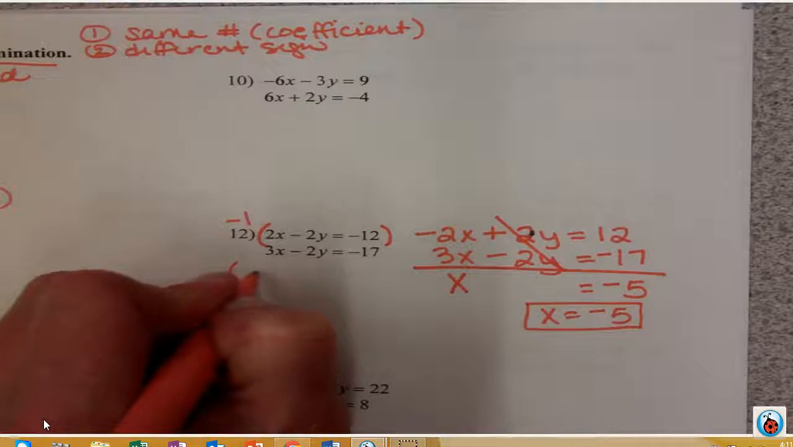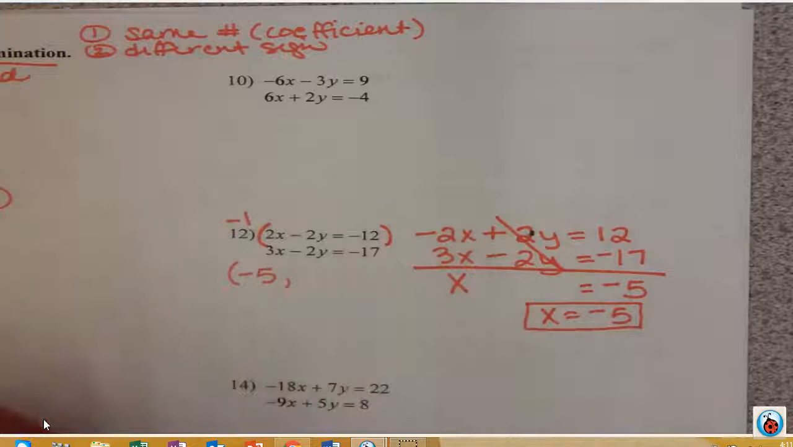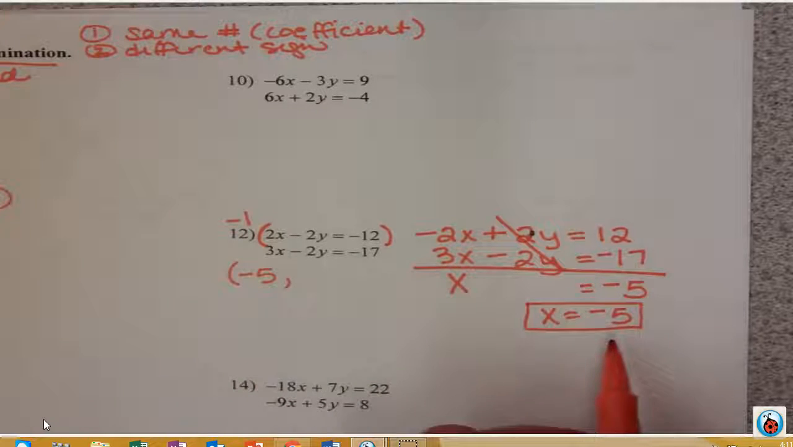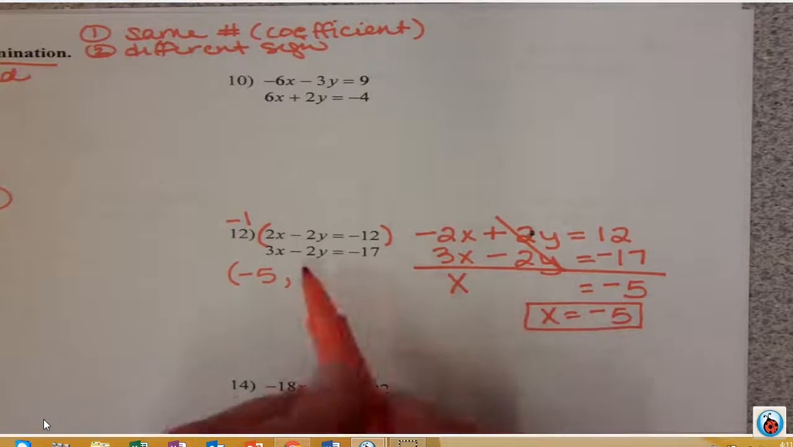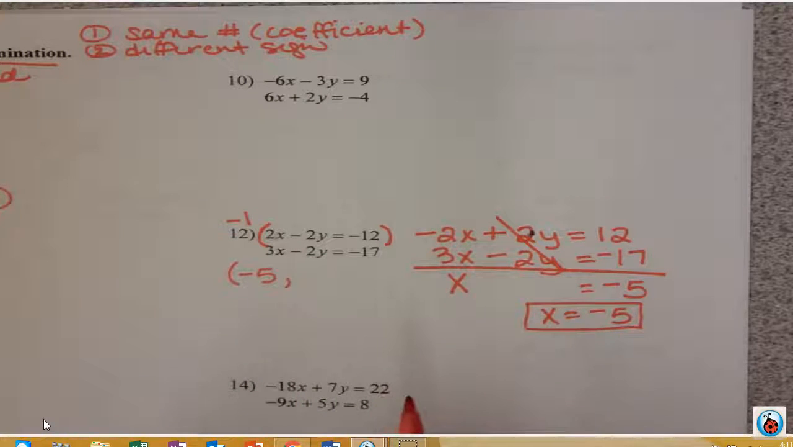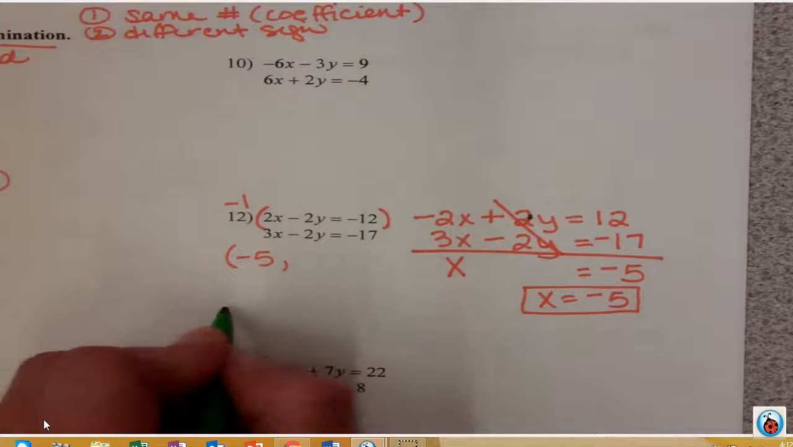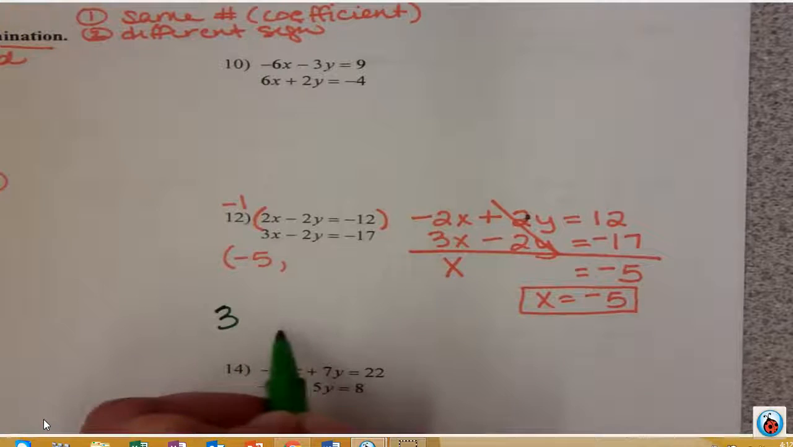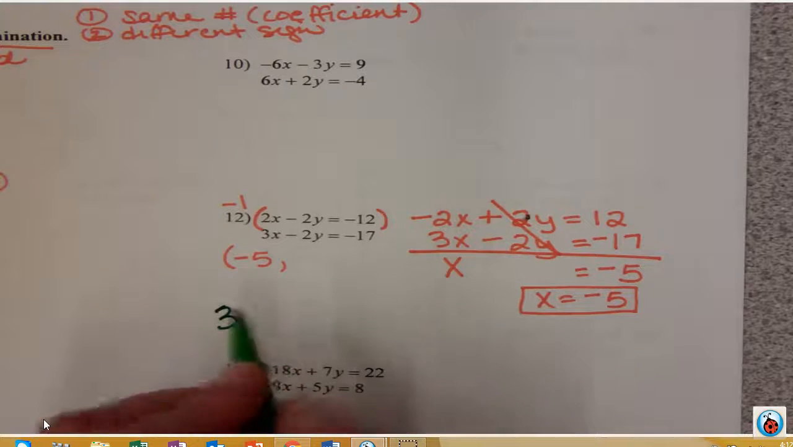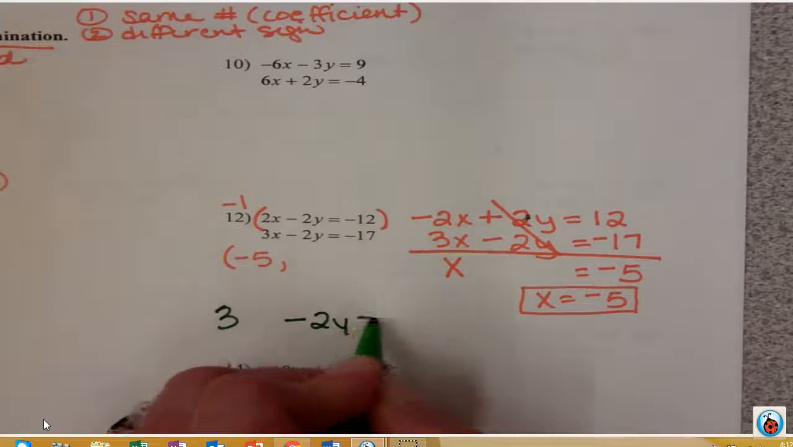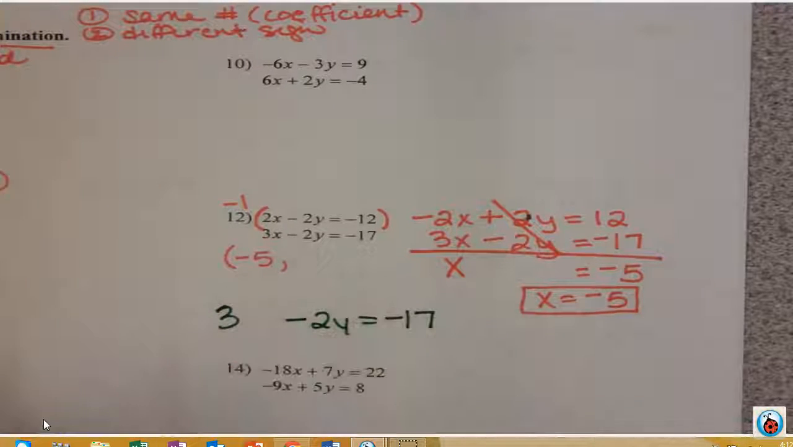So in my solution, I know I've got negative 5 here. What about my y? I have to take my negative 5 and put it in for my x. So here I'm substituting this negative 5 for this x. And just like you would in using the substitution method, you just plug it in. You take the x out and you put the negative 5 in. So you go 3. I'm taking the x out, so I'm not even going to write an x. Minus 2y equals negative 17.